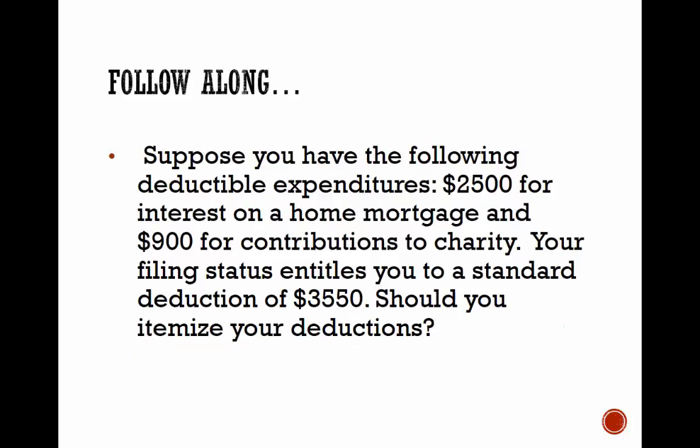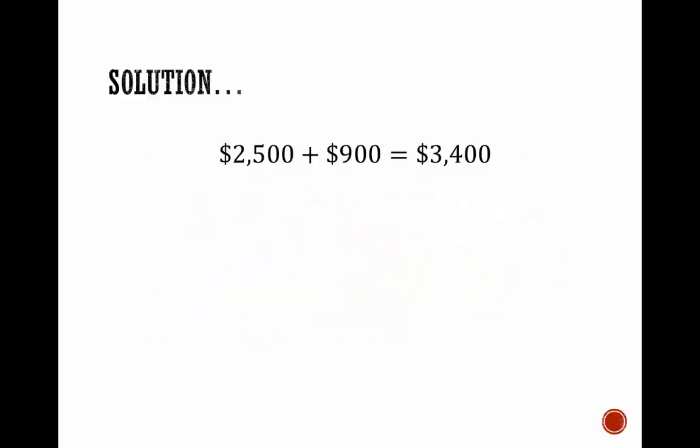Suppose you have the following deductible expenditures: $2,500 for interest on a home mortgage and $900 for contributions to charity. Your filing status entitles you to a standard deduction of $3,550. Should you itemize your deductions? Let's add up our itemized deductions. Again, the $2,500 plus $900 would entitle us to an itemized deduction of $3,400.